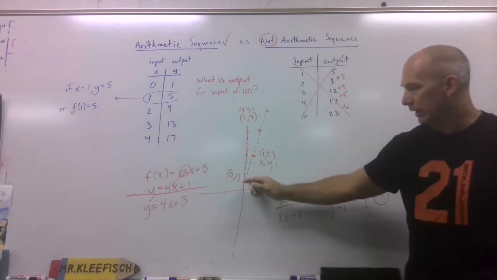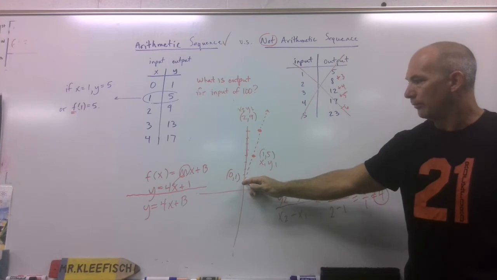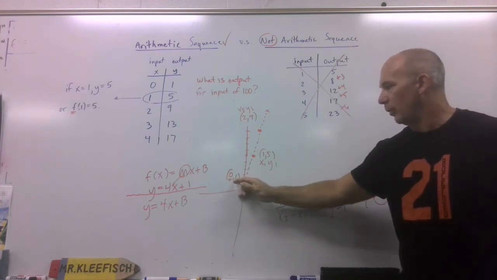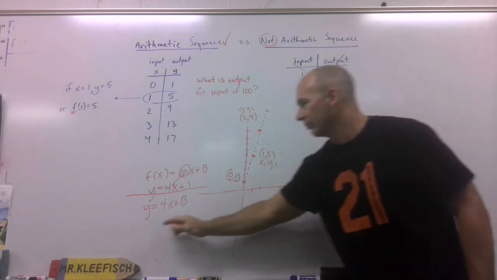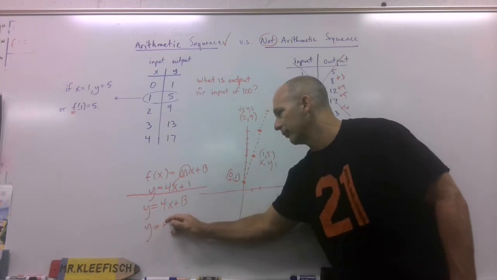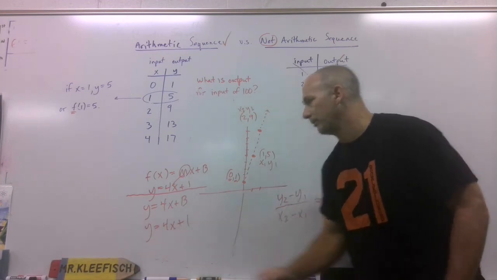Sure you do. It's right here. 0, 1. If x is 0, y is 1. It crosses my y-axis right there. So I go y equals 4x plus 1.